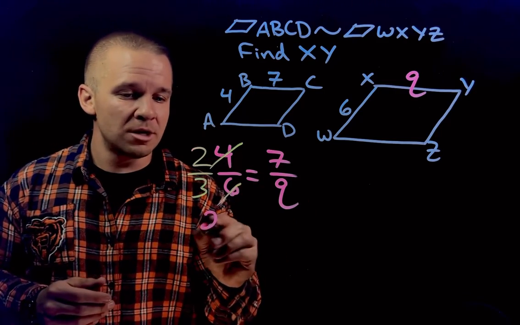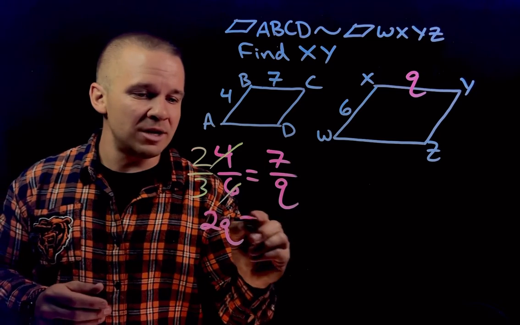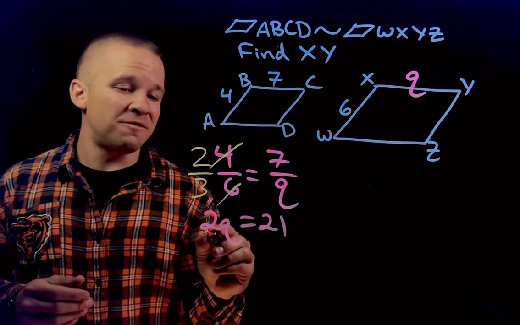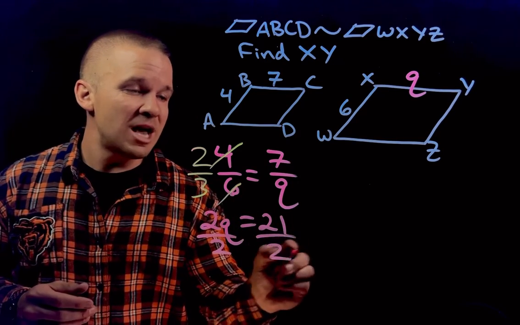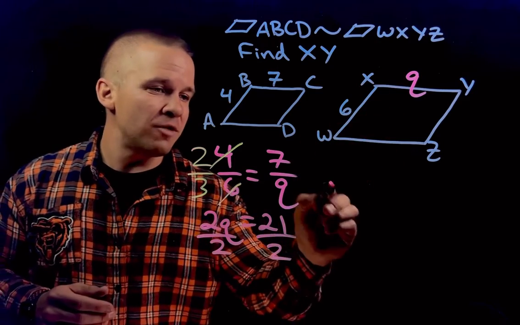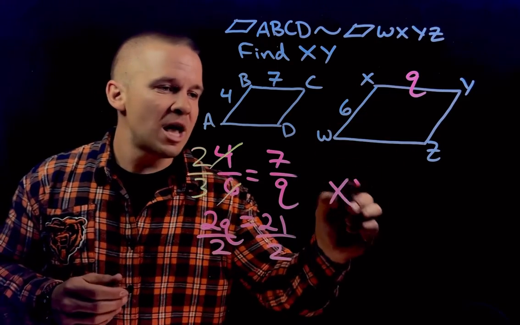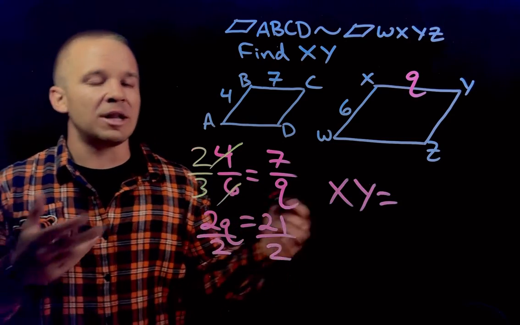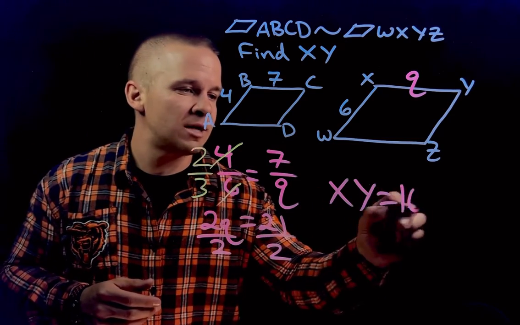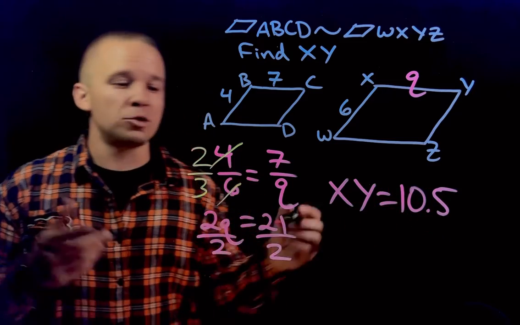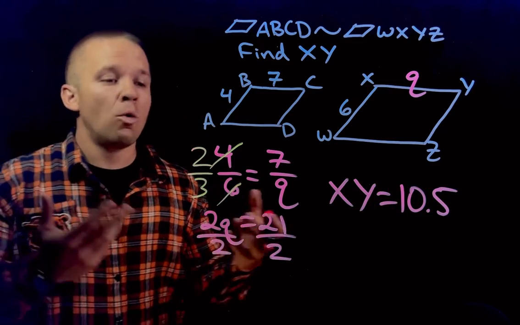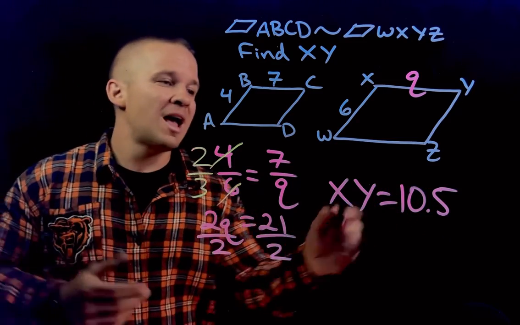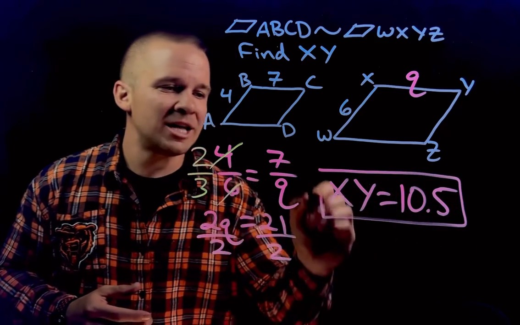2 times Q is 2Q. 3 times 7 is 21. Now I'm going to divide that by 2 on both sides. And I'm going to get my XY here, that Q that I used for this, XY equals 21/2. I can either leave it like that, or I can make it 10.5. 20 divided by 2 is 10, and 1/2, half, is 0.5. I like that. I'm into that. That's pretty dope right there.